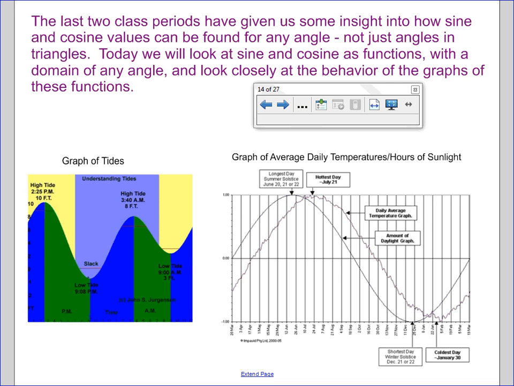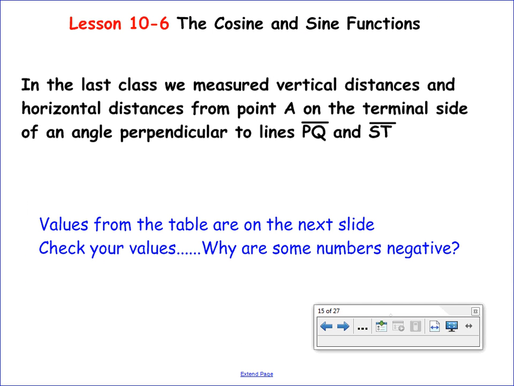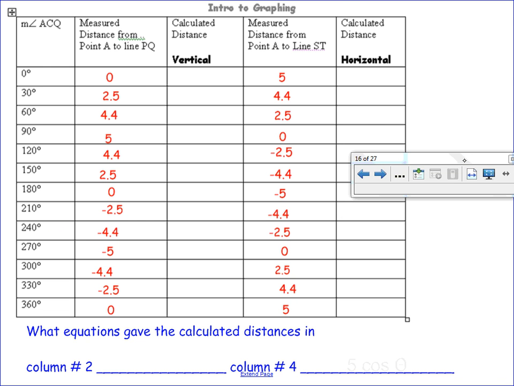And so we're going to be developing some key terminology as we work through this unit and again next year in FST. And so we've got a variety of real-world applications for sinusoids or sine waves. Last class we measured vertical distances and horizontal distances from that point A on our little Ferris wheel model. We're going to go ahead and use the values from our table to generate these parent graphs on your note sheet.